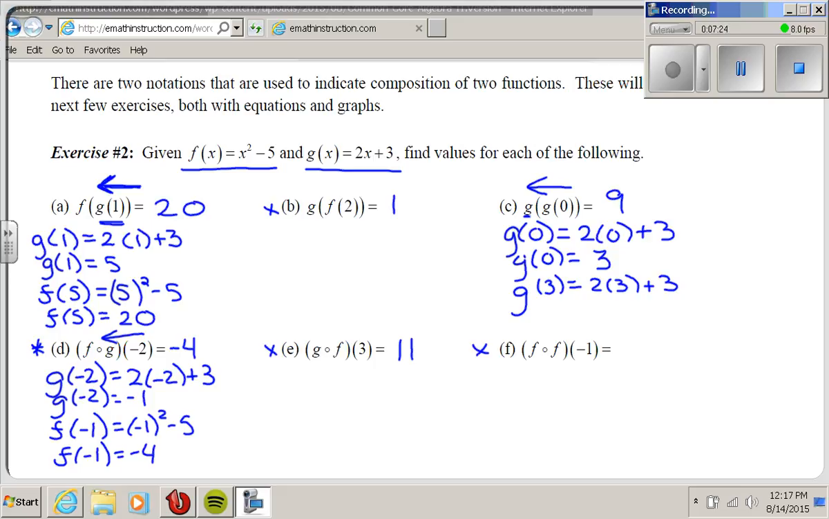Okay, so for f, you should have gotten a value of 11. Again, f of negative 1 should have been negative 4. F of negative 4 should have been 11. All right, let's continue on to the next page. And we're going to look at how we do these compositions using graphs.